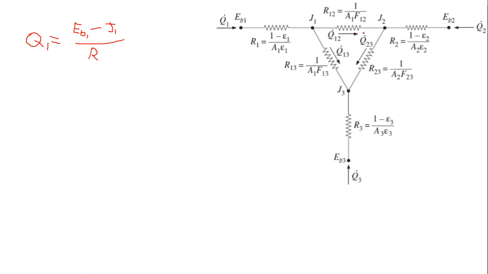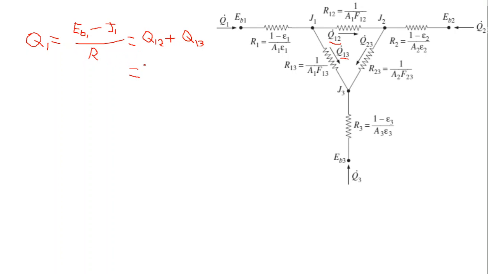Whatever heat is transferred to J2 will be equal to Q12, and whatever heat is transferred to J3 will be equal to Q13. So this Q1 should be equal to Q12 plus Q13. And the values of Q1, Q12 and Q13 we can find out easily.